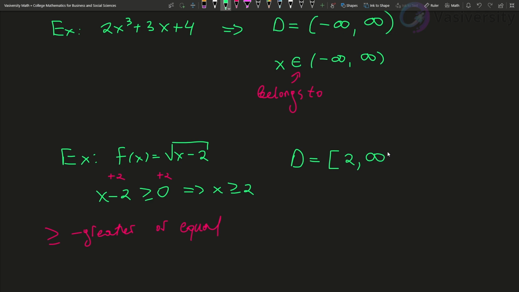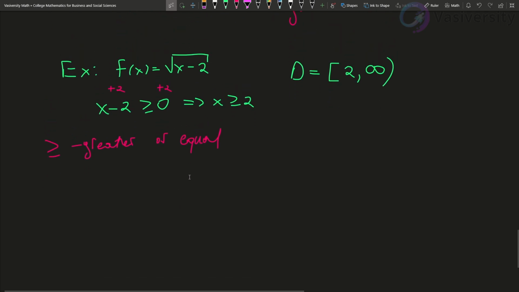Okay, perfect. And then the last thing. The last example for the domain is, of course, for the rational expression. So a rational expression is a fraction. So let's say x plus 2 over x minus 3. So we have a numerator and denominator, which we covered last time.